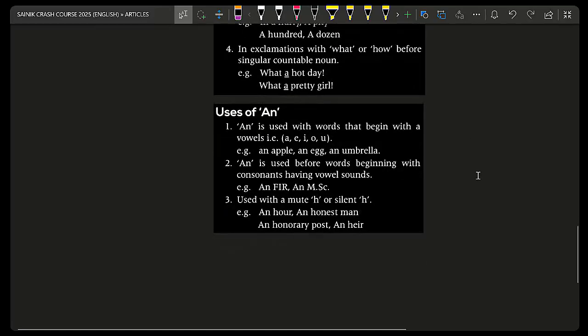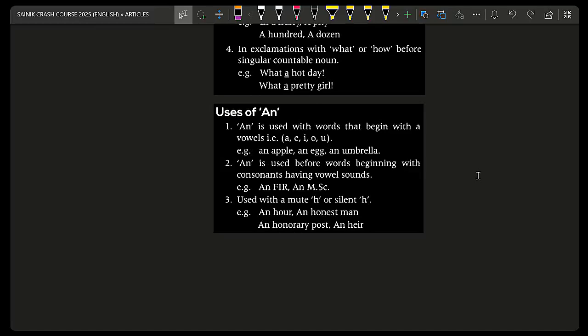An is used with words that begin with a vowel: A, E, I, O, U. Again, I am telling you, don't at all see the letters. Just concentrate on the sounds. An apple. Whenever you say apple, the first sound coming out of your mouth is a, so it is a vowel sound. An egg. The first sound coming out of your mouth is e, so it is a vowel sound.